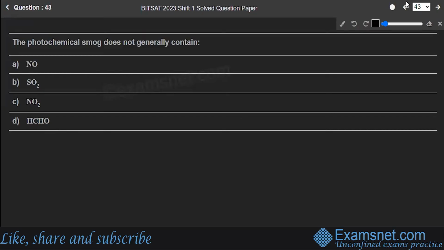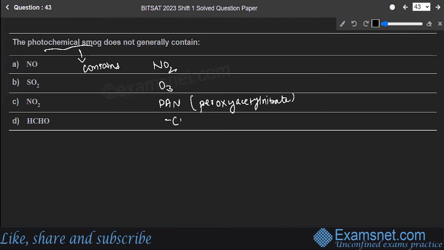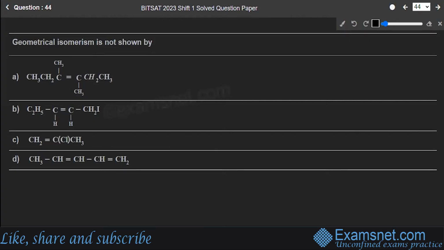Question number 43. The photochemical smog does not contain NO, SO2, NO2, or HCHO. See, the photochemical smog contains nitrogen dioxide, ozone, PAN, which is peroxyacetyl nitrate, and compounds containing CHO group. So you have B option, that is sulfur dioxide. This is not in the photochemical smog. Hope you understood that. Let's move to the next question, number 44.